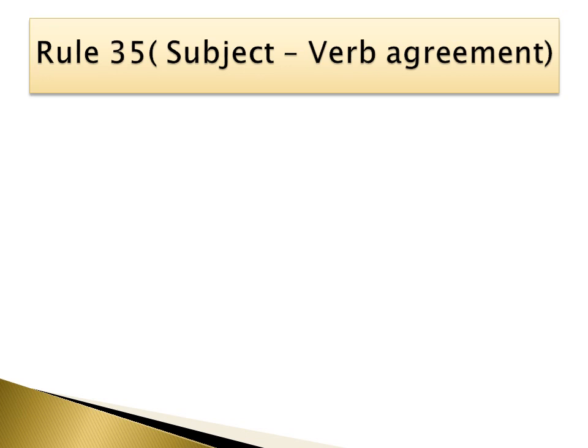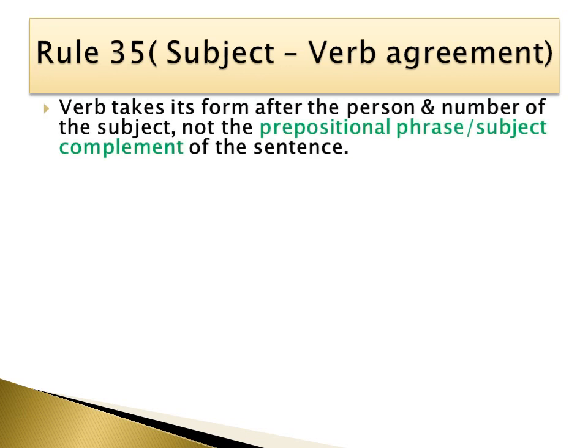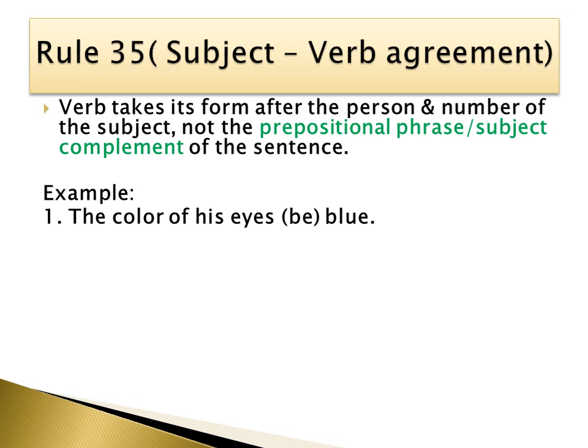Rule number 35, subject-verb agreement. The verb takes its form after the person and number of the subject, not the subject complement of the sentence. Example, the color of his eyes, be verb, blue. Here, which one is the subject? First, we have to find that. The color or his eyes. You should remember that of his eyes is a phrase and it is a subject complement. The subject is actually the color. So the answer will be the color of his eyes is blue.